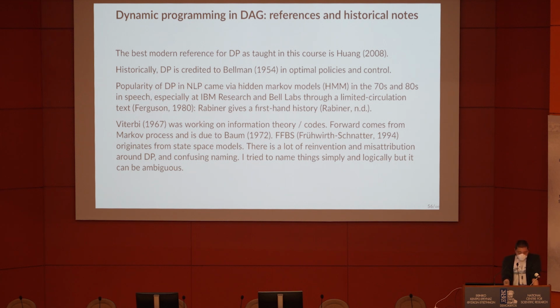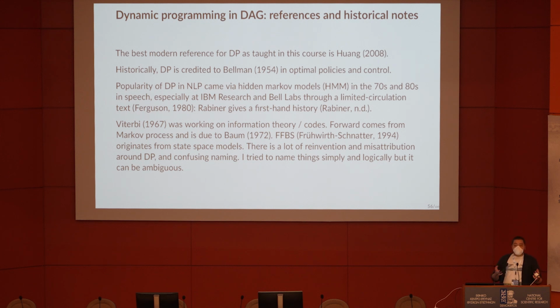Lawrence Rabiner gives a first-hand history. It's a very nice article about the history of dynamic programming and Viterbi and so on, including talking about this blue book, which was essentially the proceedings of a closed-doors workshop at Bell Labs or something like that. Anyway, Viterbi himself was working on information theory and codes, and the original algorithm is a special case of the one I showed you today. It wasn't initially for general DAGs, but for a specific problem. The term forward comes from Markov process literature due to Baum, and FFBS is framed with Shatner 1994. So you can see that even the range of years of discovery varies widely, and these are the earliest that I could find. Maybe there is history I'm missing.